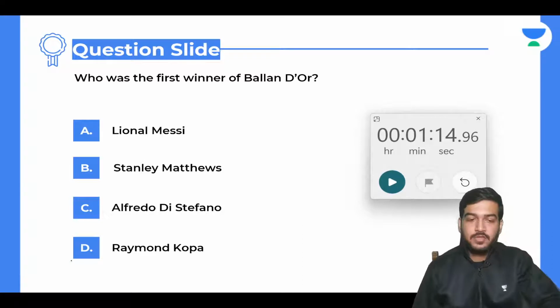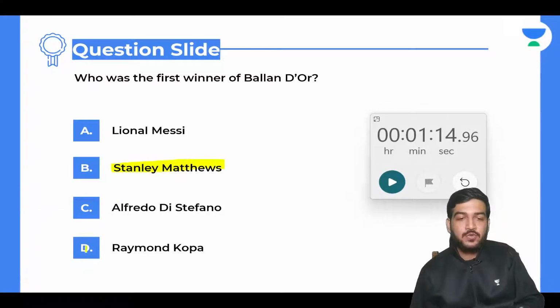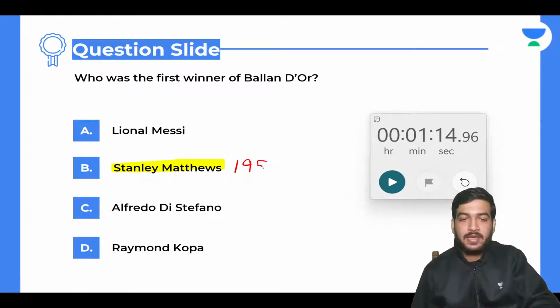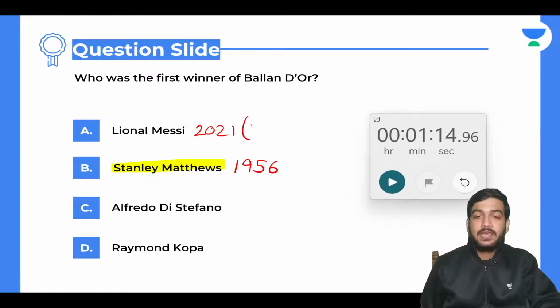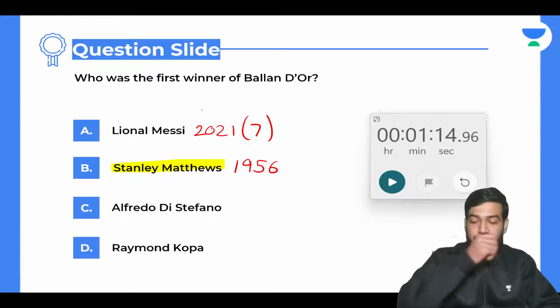Okay, so the correct answer to this question is Stanley Matthews of 1956. In 1956, the first Ballon d'Or winner was Stanley Matthews. 1958 was Raymond Kopa, and Alfredo Di Stefano was 1957. So Stanley Matthews is the first. Lionel Messi is the winner of the 2021 award. He has won 7 Ballon d'Ors.